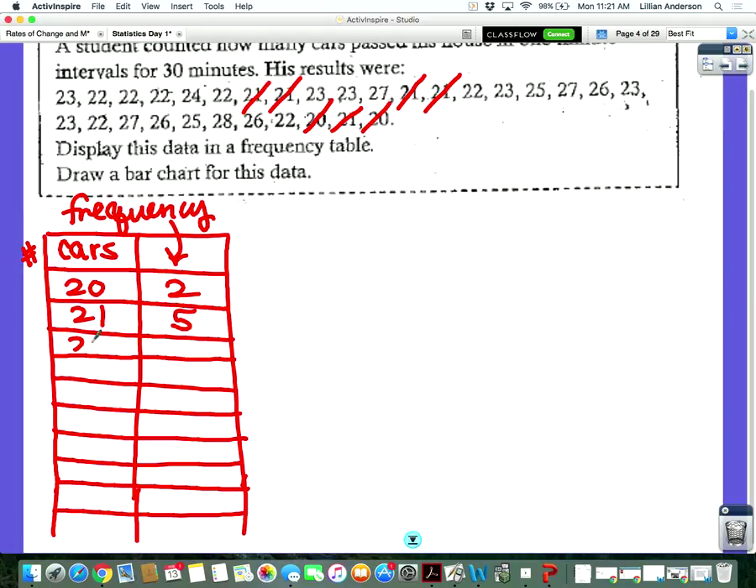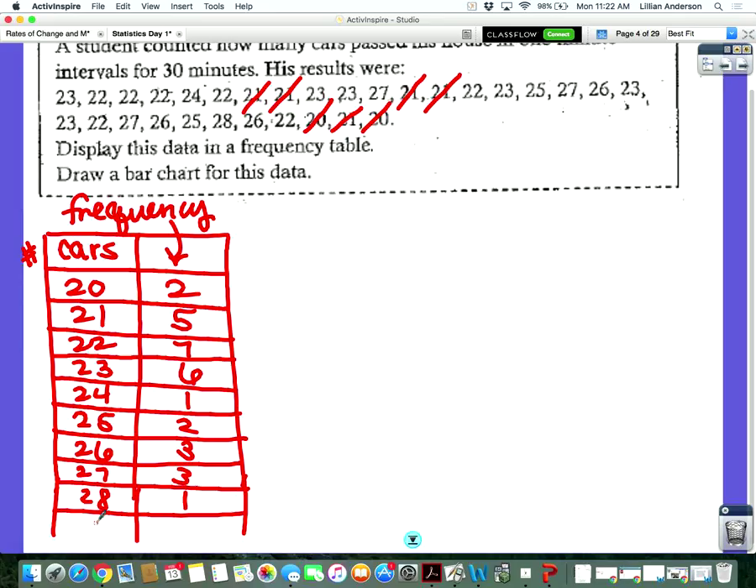Alright, so how many 22 cars were there? 7. And 23 cars? 6. And 24 cars? 1. And 25 cars? 2. 26 cars? 3. 27 cars? 3. 28 cars? 1. 29 cars? 0. There were no 29. 28 was the highest. So there you go. There is your frequency table.